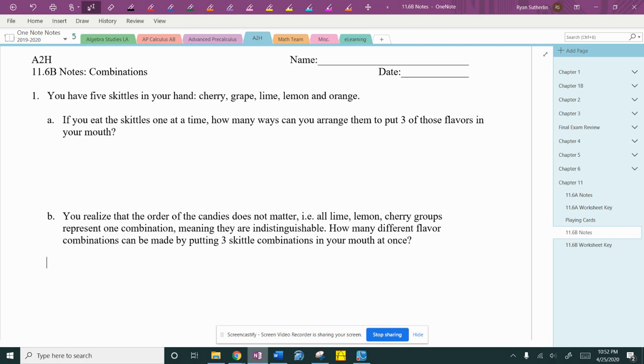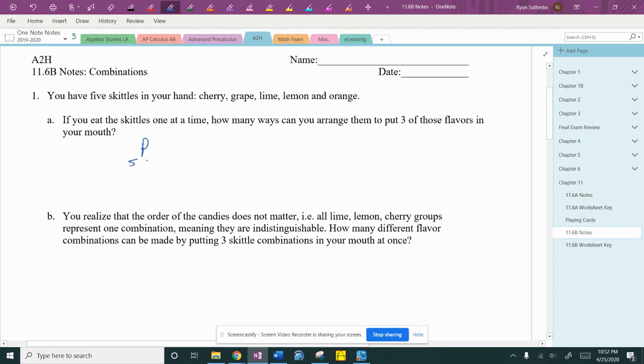So here's our situation. Number one, you have 5 Skittles in your hand: cherry, grape, lime, lemon, and orange. If you eat the Skittles one at a time, how many ways can you arrange them to put 3 of those flavors in your mouth? So this time you're eating them one at a time, so the order is going to matter. They're going to be different flavors as you go. Since the order matters, this is going to be a permutation.